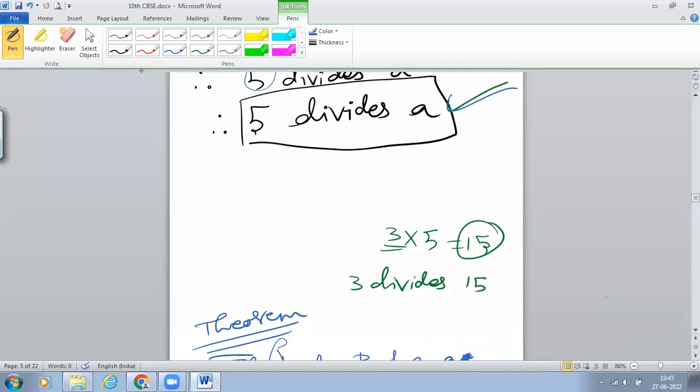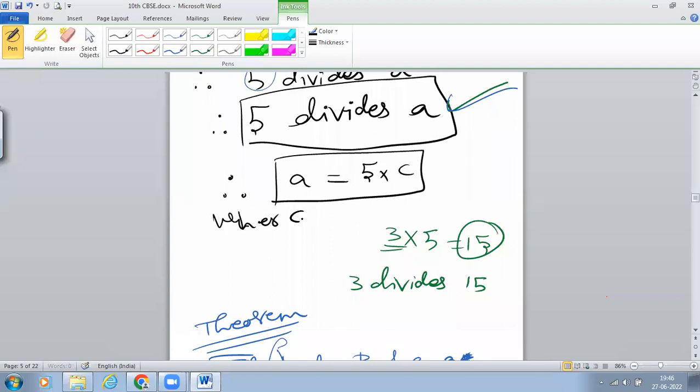So I can write, therefore, since 5 divides A, A is equal to 5 times some integer, that is C. I'm taking it as C. Therefore A is equal to 5 into C, where C is some integer.